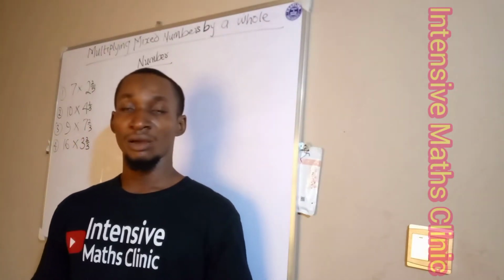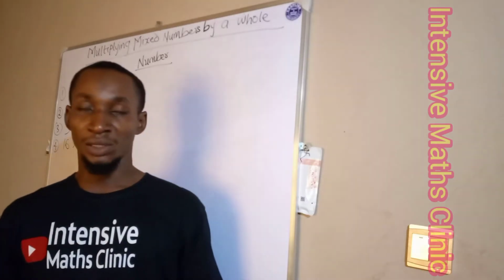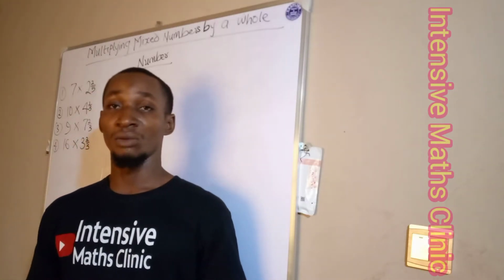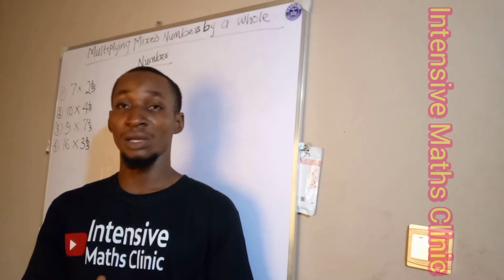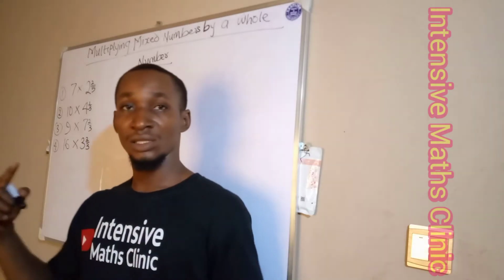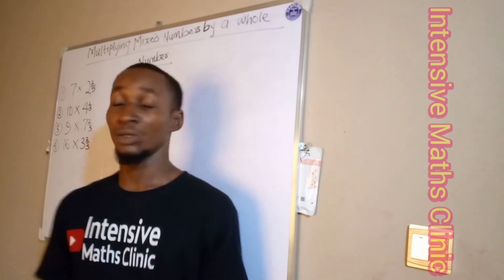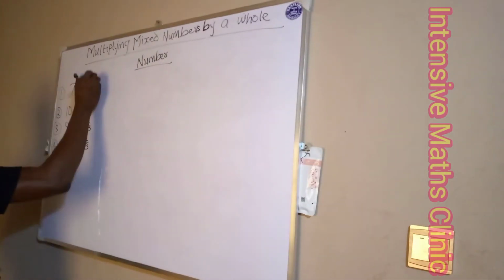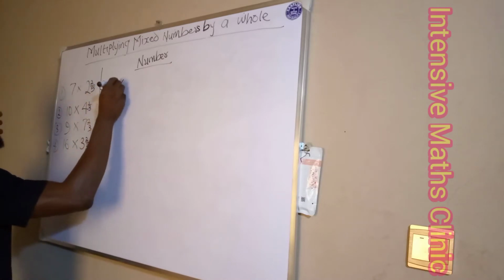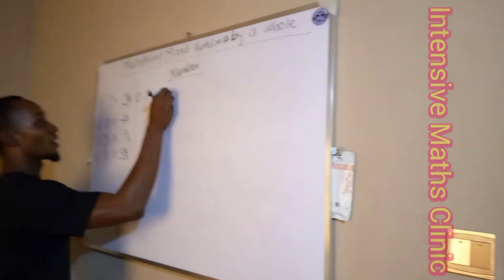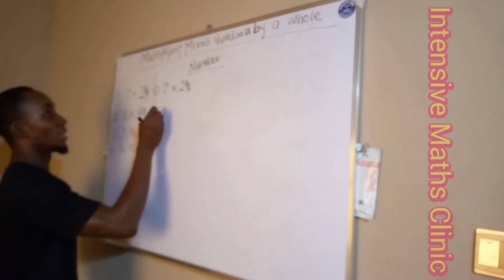In this tutorial, we are going to talk about multiplication of a mixed number and a whole number. We are going to use two methods to approach each of the problems we are going to solve. Let's consider the problem on the board. The first question is this: 7 multiplied by 2 whole number 2 over 5. So how do we solve this?